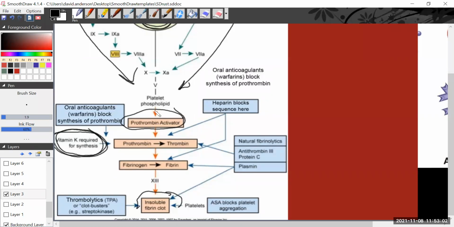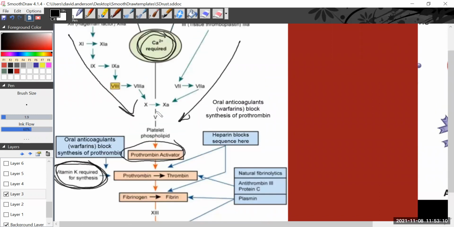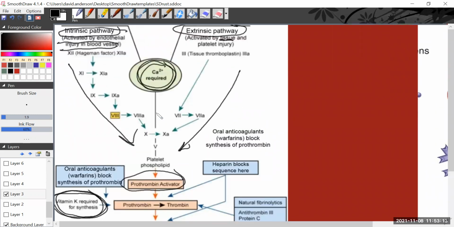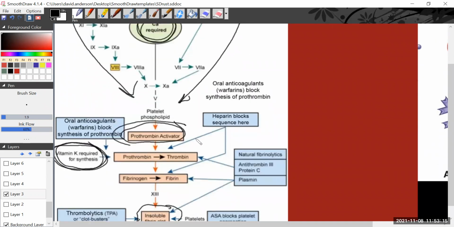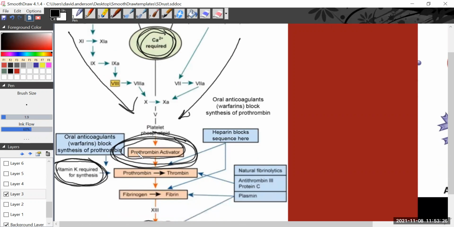Okay? Everything you see in these blue boxes here are medications that have different effects on this process. Nothing that we need to worry about in this class. Okay? This is just to illustrate the two separate pathways that get us to the prothrombin activator. In other words, the goal of the intrinsic pathway and the goal of the extrinsic pathway is to get us to prothrombin activator. All right, that's the steps that we need to know a little bit about for hemostasis.